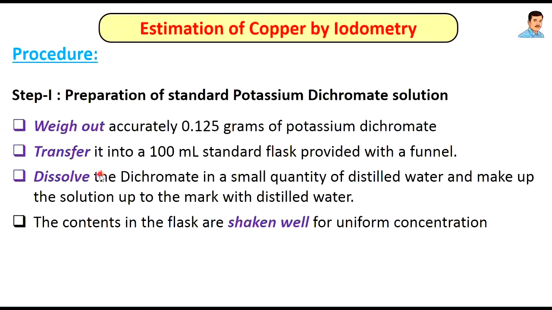Now, the transferred potassium dichromate is dissolved in a small quantity of distilled water. After dissolution, the solution is made up to the mark by adding distilled water. Now the contents of the flask are shaken well for getting uniform concentration. Now I will show you how to prepare the potassium dichromate solution.